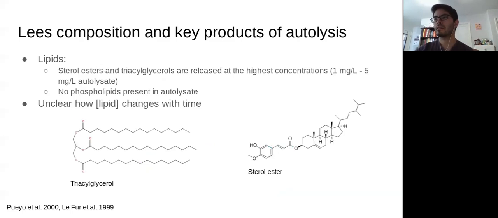All right. So now I'll be talking a little bit about lipids. For lipids, we see that steryl esters and triacylglycerols are present at the highest concentrations, while other lipids, such as sterols, mono and diacylglycerols, are released at much lower concentrations. It's also a bit surprising that we don't see phospholipids in wine, since they are a major constituent of cell walls. And it is also still unclear how lipid concentration changes with time.